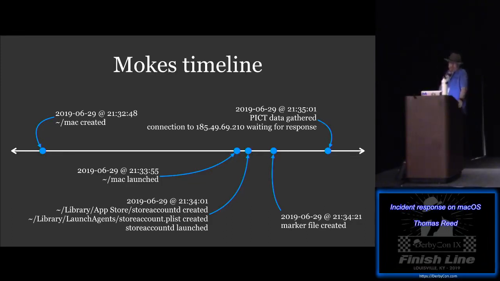So, and then just seconds later, we see that it had created store account D and the launch agent plist file. We see just shortly after that the marker file was created. And, again, if that were some exfiltration data file that was being created, we could see when it was created, when it was continuing to be accessed, and get sort of a window of time. And then at the time we did our data collection, we can see there was that network connection that was still waiting a response.